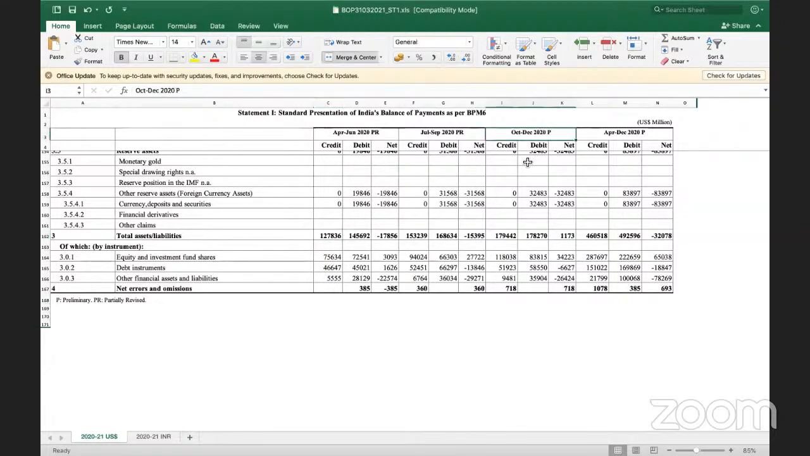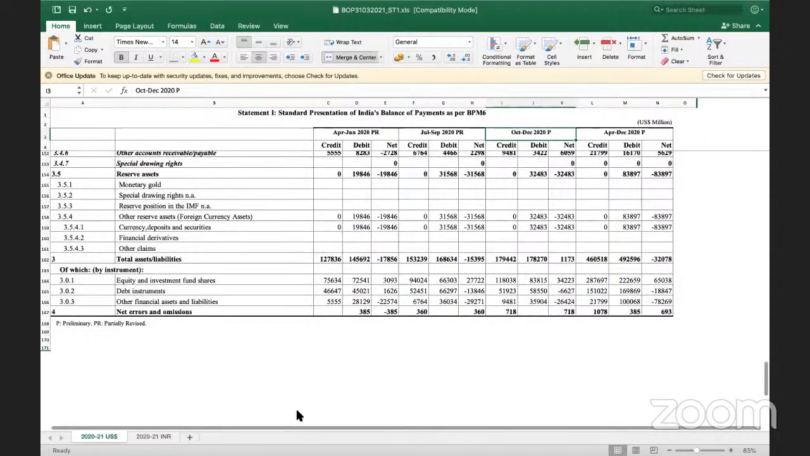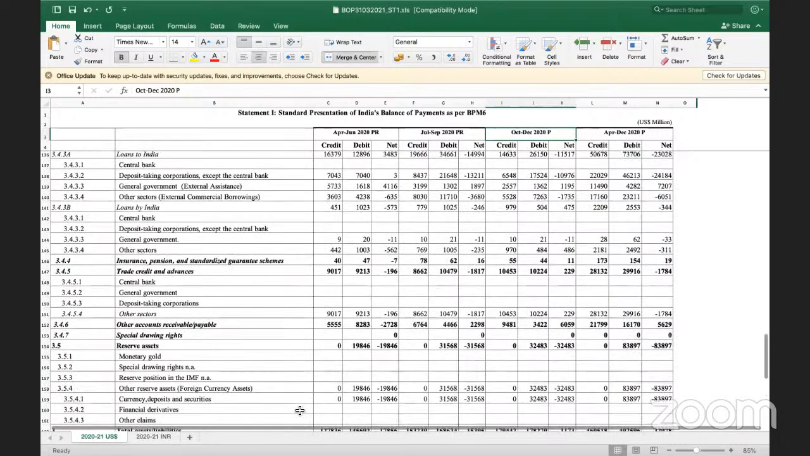No, October, December 2020. April, June 2020. Sir, there is PR and P, sir. What is the difference? April, June 2020 PR, and in last April to December 2020. Payments and receipts. Okay, sir. This one is showing April. It is showing the latest one.